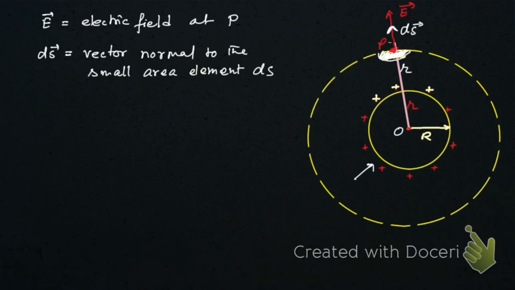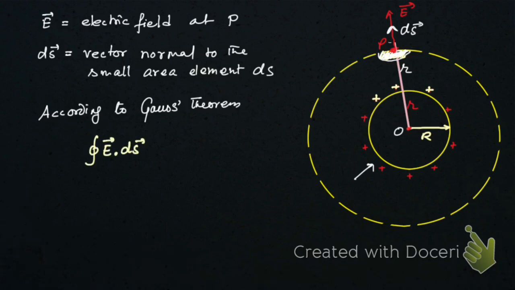ds, right? So let me assume that way. So then, according to Gauss theorem, electric flux, which is given by integration E vector dot ds vector, according to Gauss theorem, should be 1 by epsilon naught times q, which is the charge enclosed by this Gaussian surface, right?